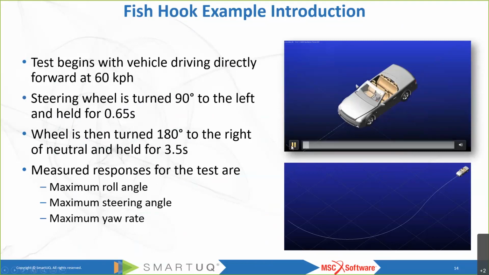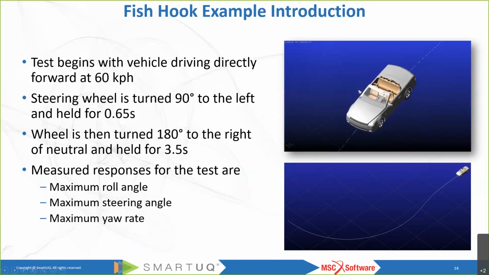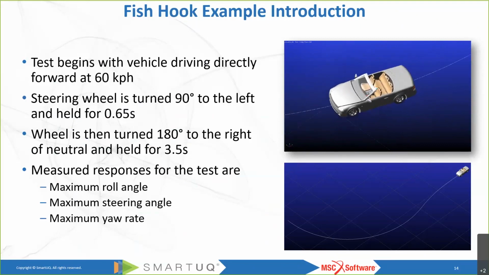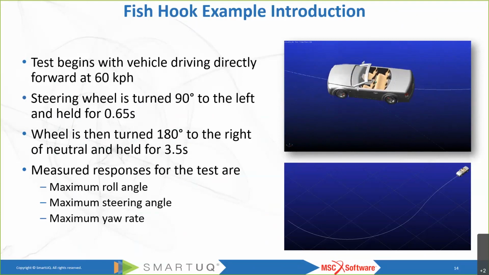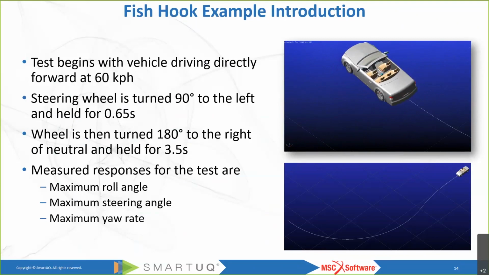And we can take a look at the simulation itself here. So again, the simulation is producing an output of roll angle, steering angle, and yaw rate, and then we pick out specifically the maximum value of each of those during the course of the maneuver.